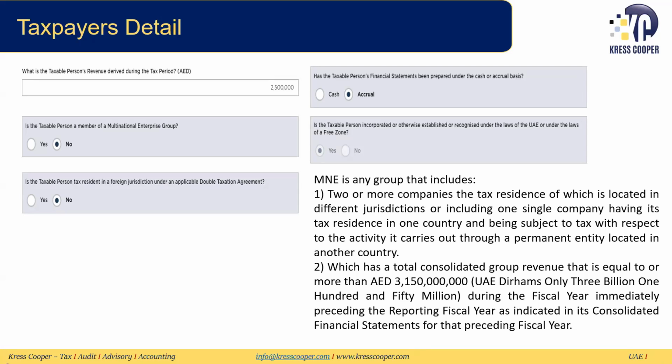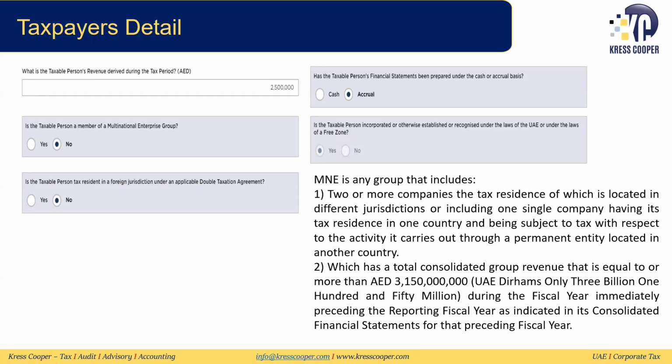Now, the other question it is asking is whether the taxable person is tax resident in a foreign jurisdiction under an applicable double taxation treaty. So we know that a resident person, basically you can be a resident juridical person if you are incorporated in the UAE.